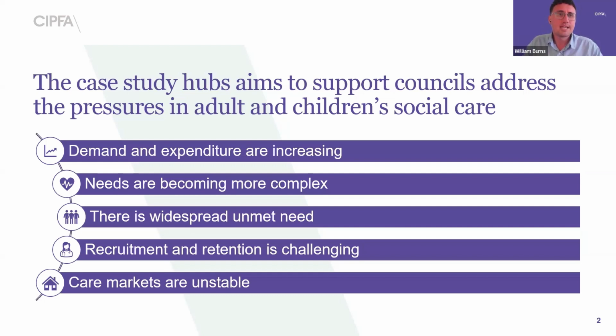So just to do some scene setting, what are we seeing in adult and children's social care? Well, we're seeing demand and expenditure increasing. In the last couple of years, new requests for adult social care have exceeded 2 million for the first time. It's a significant increase in the last 10 years. Expenditure is almost at £30 billion in adult social care, which has increased by over 50% since 2016-17.